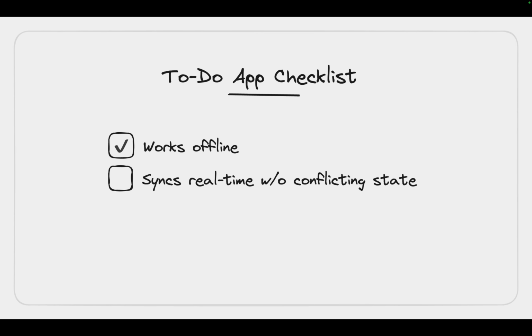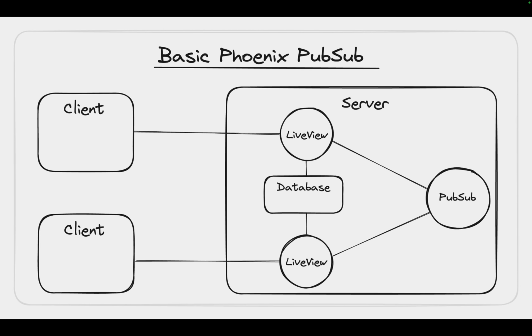Okay, so we're almost there. We now have an app that works offline, but we still need a way to figure out how to sync real-time across multiple clients without any conflicting state. To figure out this next part, I'm going to first show an example of how a typical LiveView application works with Phoenix PubSub and a single database where we have our app state. Then I'm going to build off of this example to show how we can manage distributed app states.